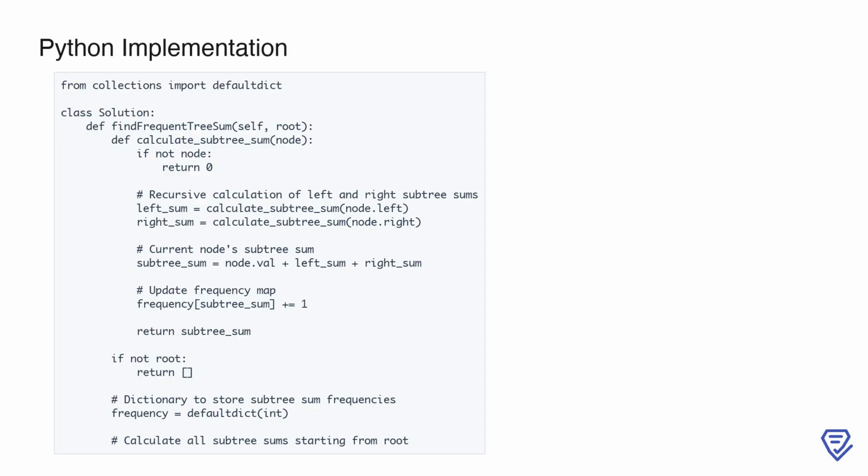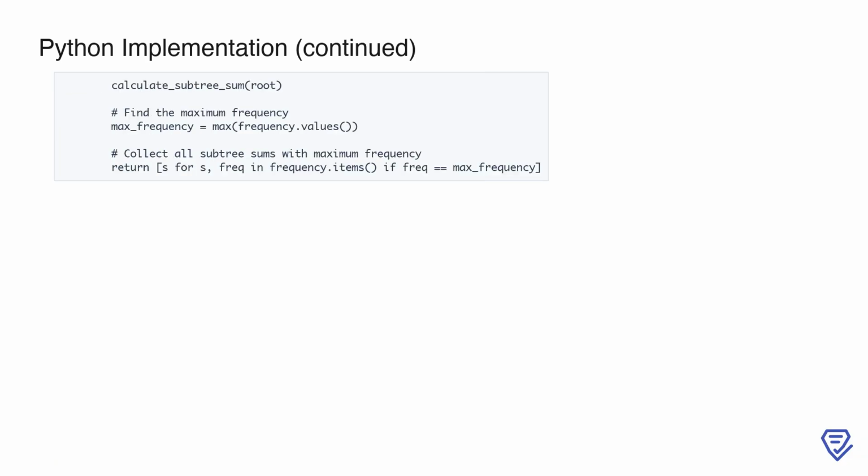At this point, we initialize the frequency dictionary to store the counts of all subtree sums as we traverse through the tree. Next, we call the calculate_subtree_sum function, starting from the root of the tree. This ensures that every node in the tree is processed, and all subtree sums are calculated and recorded in the frequency map. Once all the subtree sums are computed, we determine the maximum frequency by finding the highest value in the frequency dictionary. This represents the most common occurrence of any subtree sum.